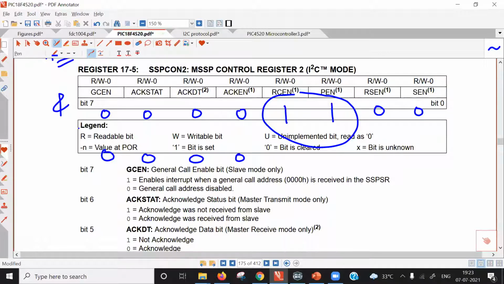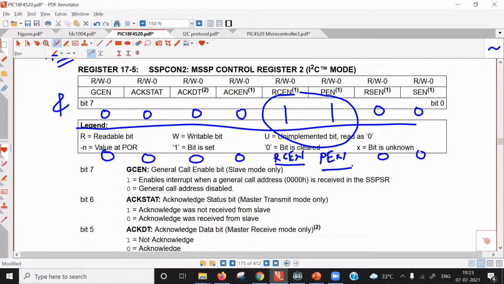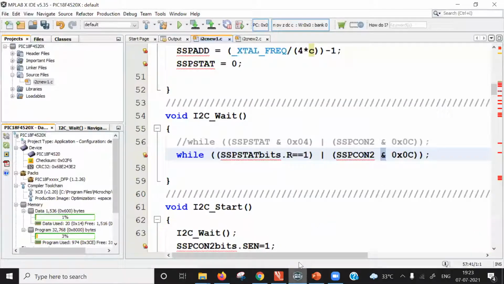When this SSP con2 register is ANDed with these 8 binary bits, what is the result? The result is whatever value RCN has; we get that value here. If RCN is 0, we get 0 here. If RCN is 1, ANDing 1 with 1 will become 1. And here we'll have the PN value. The other bits become 0 after the bitwise logical AND. So in the result we have the values of RCN and PN as they are. And if these two bits are simultaneously 1, it means reception is in progress. We should wait. And exactly the same thing is implemented in our program.